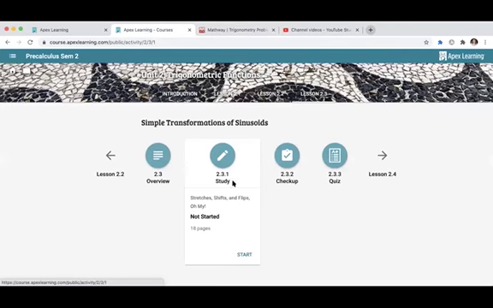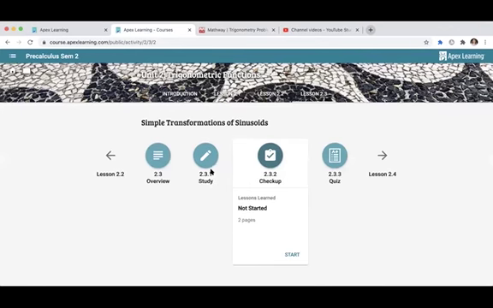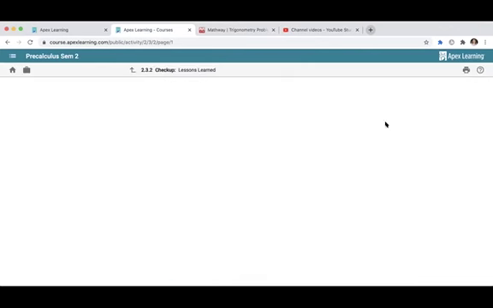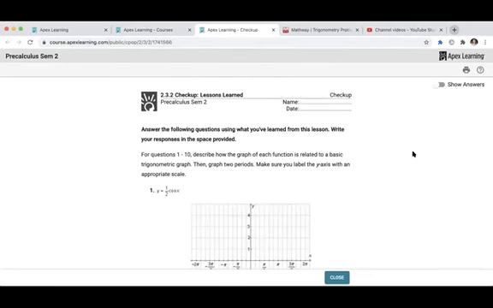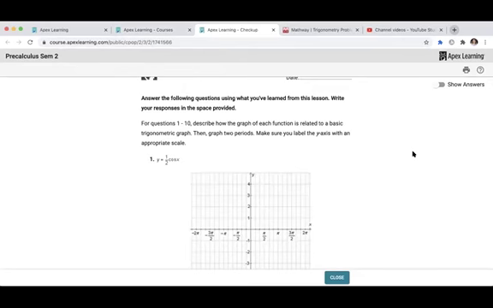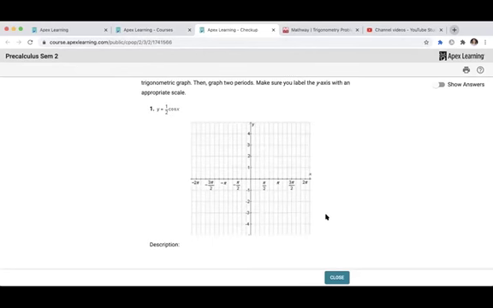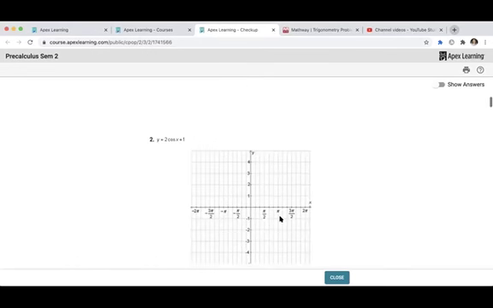Okay, so then, of course, you have a checkup here, but for the sake of time, I'm going to fly through this and give you some helpful hints. When you're doing this, again, pay attention, it's just basic transformations. Understanding those rules of compression, stretching, and shifting is going to be really, really important to you.